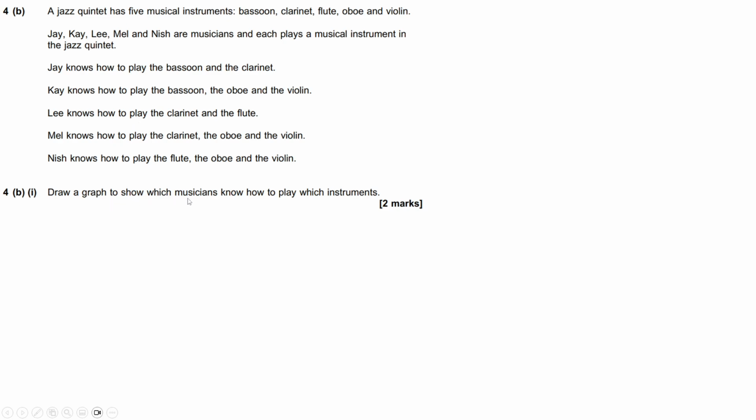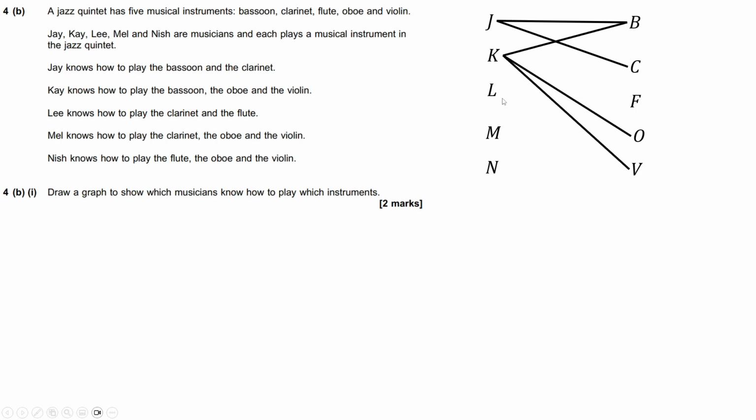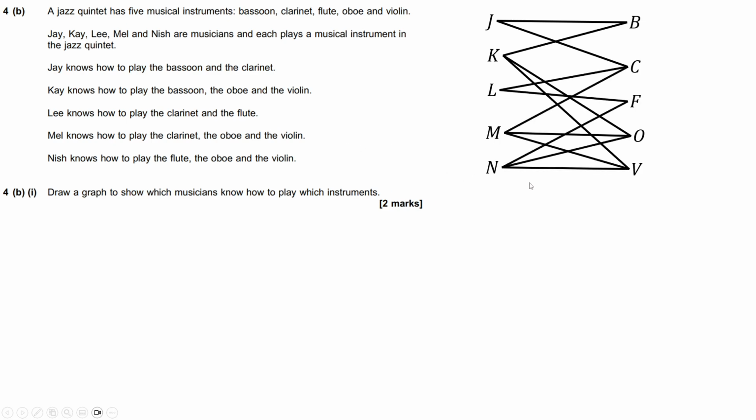Here, draw a graph to show which musicians know how to play which instruments. Here, I would just write down their names on the side, and then whatever the instruments are. So I'd say this is B, C, F, V, and then O for oboe, just the initials. Now J knows how to play the bassoon and the clarinet, so he can connect to there and there. Okay, and then K knows B and V, so B and V, and then you just repeat this all the way down. You're just reading off, and that is your graph.